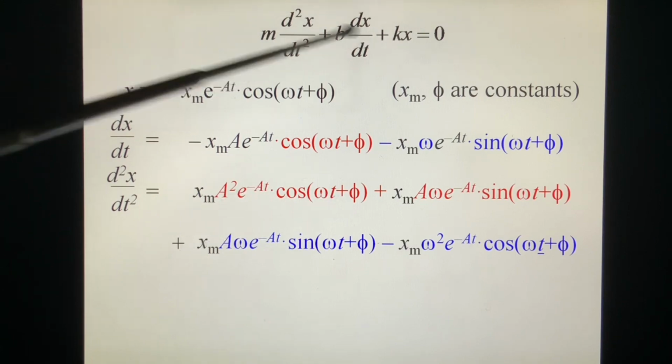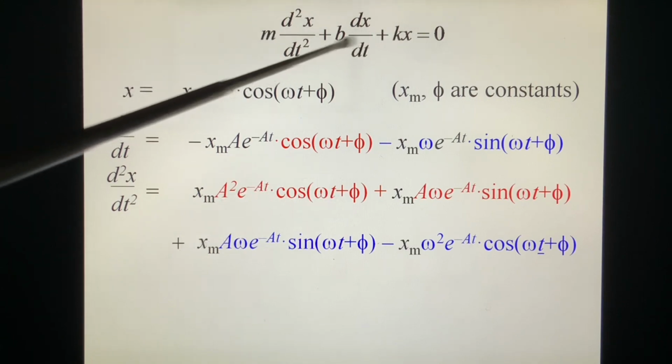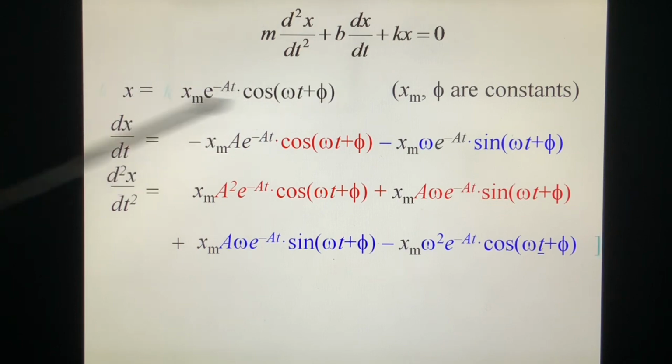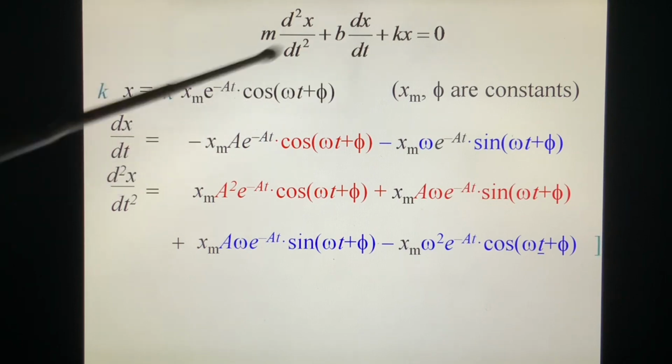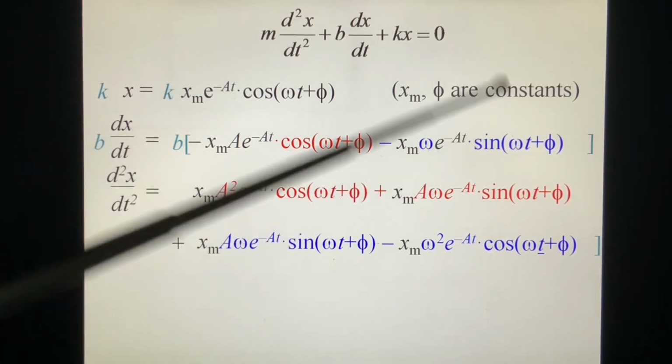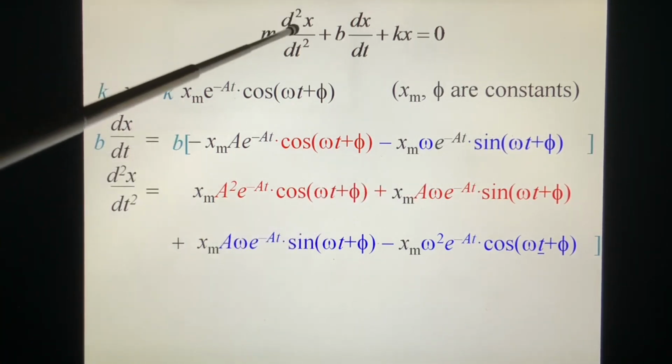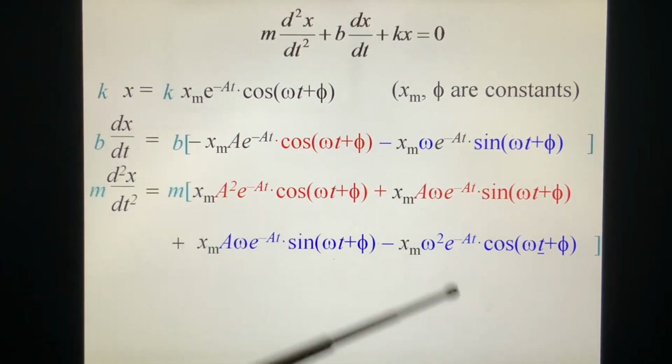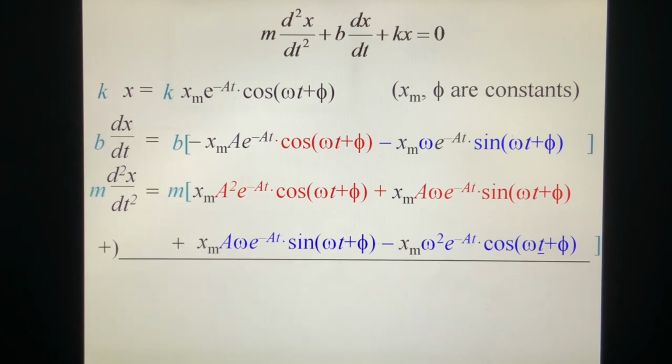Now let's multiply k on this side because you have kx. And then we multiply b on this side, you have b multiplying the first derivative. And for the second derivative, you have m. And then we put them together. Now, here you get m d²x/dt² plus b dx/dt plus kx. This is equal to 0.